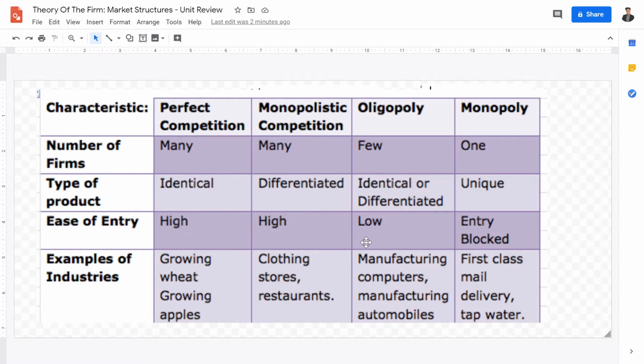So those are the characteristics of monopolistic competition. There are many sellers, many buyers, differentiated goods, and the ease of entry is really high. It's easy to enter. Some example firms include clothing stores, toothbrushes, toothpastes, and restaurants.